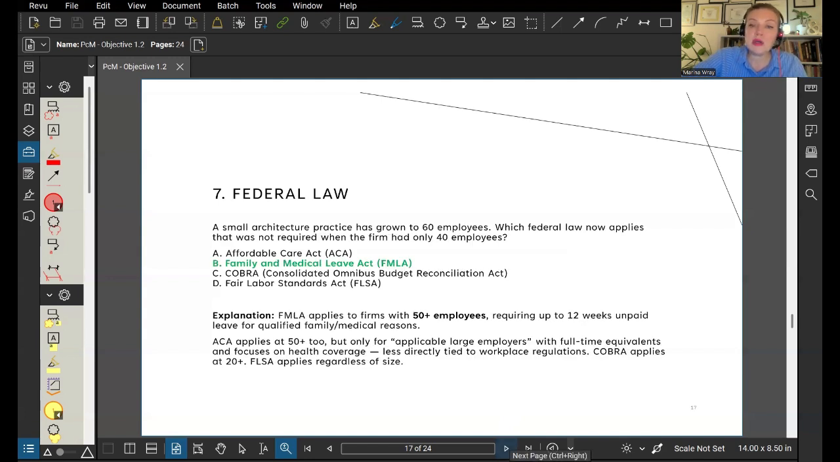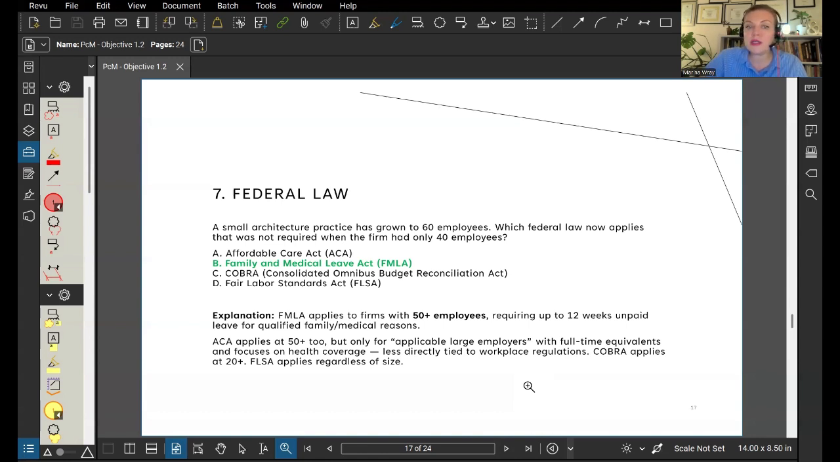Here we're talking about FMLA, or Family and Medical Leave Act. That applies to firms with 50 plus employees, requiring up to 12 weeks of unpaid leave for qualified family or medical reasons. So we know that the Affordable Care Act applies at 50 plus employees as well, but only for applicable large employers with full-time equivalents, and focuses on health coverage, less directly tied to workplace regulations.